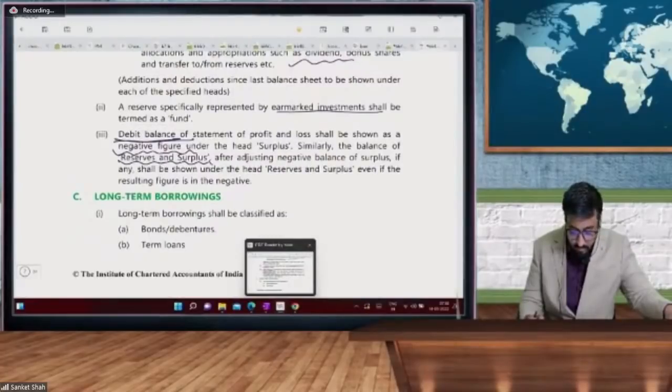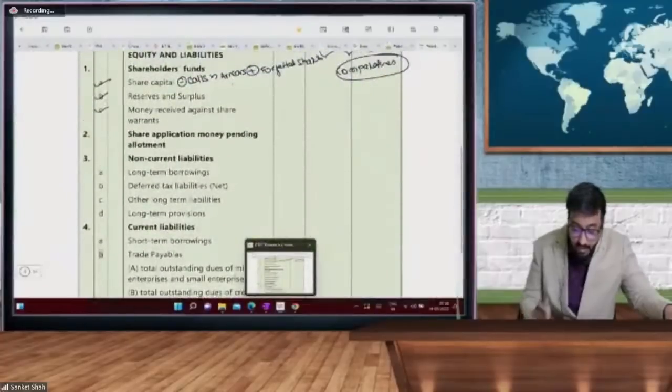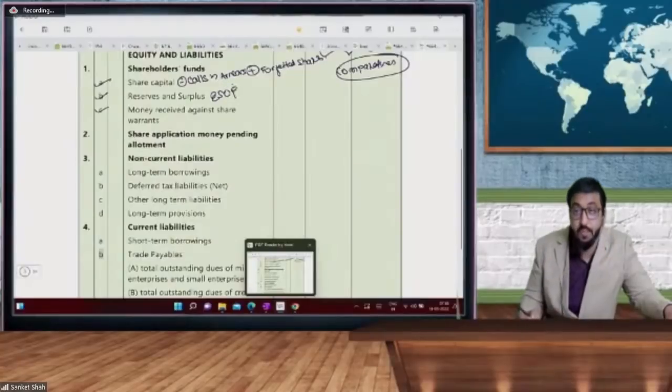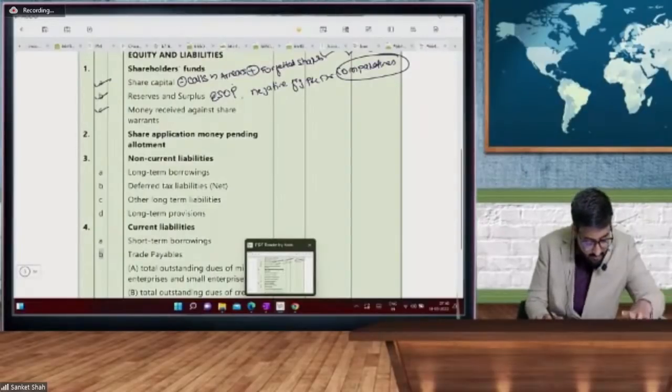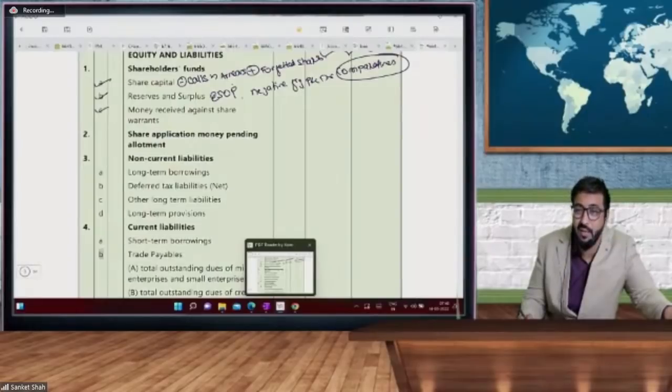Now, if there is a negative balance, what is important here? Reserves and surplus, employee stock option plan, that is a part of ESOP. So in this we are going to write only the difficult ones, and the second one, CRR and DRR, you are already aware of. So negative balance, negative figure if P&L is a debit balance. Yes, Preeti Panchal. In simple language, unlisted company you can write now, beta, unlisted company.